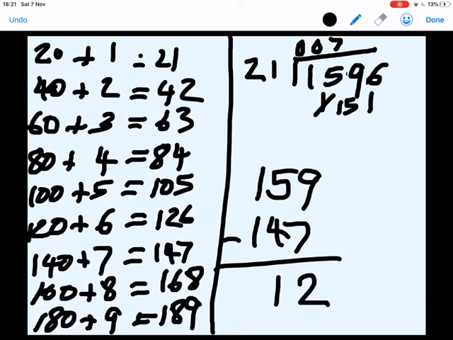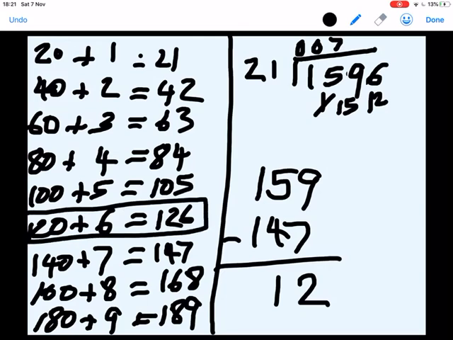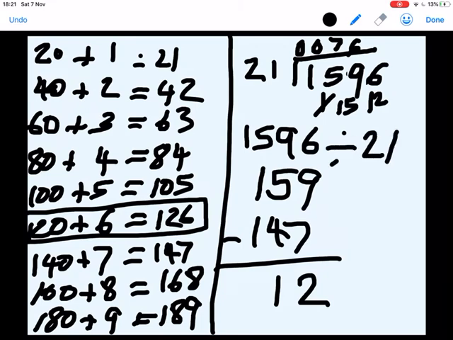So how many 21s go into 126? It's here. So that is 1, 2, 3, 4, 5, 6 times. So the answer to this problem, 1,596 divided by 21 equals 76.